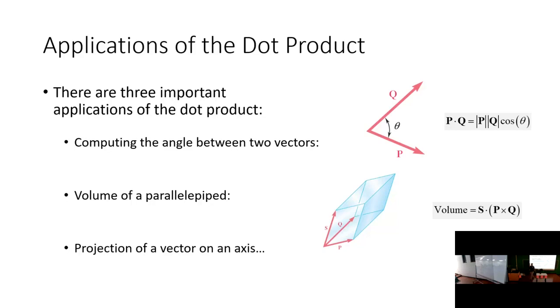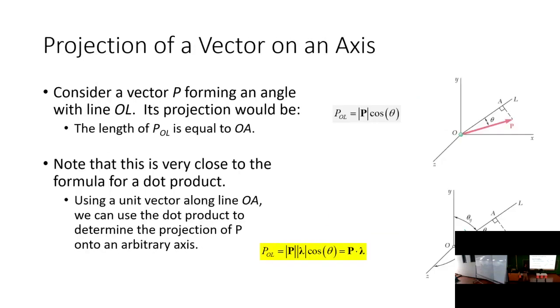Okay? But the third application is what I'm calling the projection of a vector on an axis. And that's really what's important to us. So if I have some vector out in space, this vector P, let's think about this in terms of moments. So let's say this vector represents a moment out in space. So some amount of moment about the x-axis, some amount of moment about the y, some amount of moment about the z. What I can do is determine the amount of moment generated about an arbitrary axis, let's say some element in some system that I'm concerned about twisting.